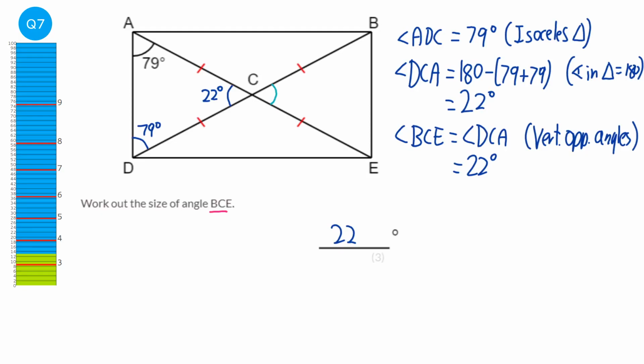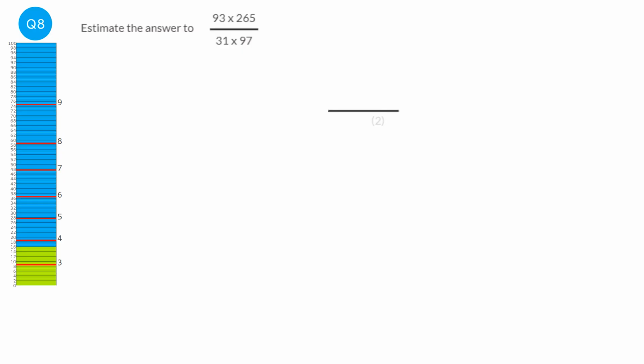The key to estimating is that normally you will be rounding numbers to one significant figure and then working out the answer. So I'm just going to rewrite this fraction here, but instead of 93, we're going to round that to one significant figure, so that'll be 90. We're going to round the 265 to one significant figure.